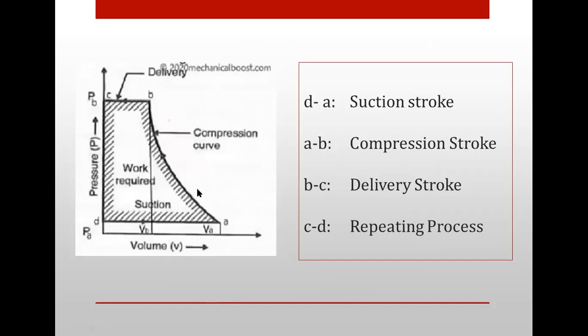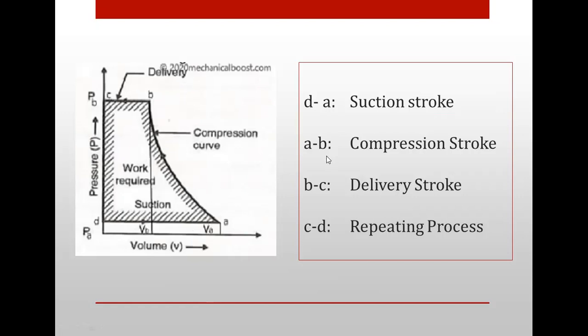So we have here the A, the B, the C, and the D. From D to A, in its operation, we have the suction stroke. In the suction stroke, the air is sucked into the compressor. In this area, the air is sucked into the compressor cylinder at constant pressure P, and the volume of the air increases during the process.